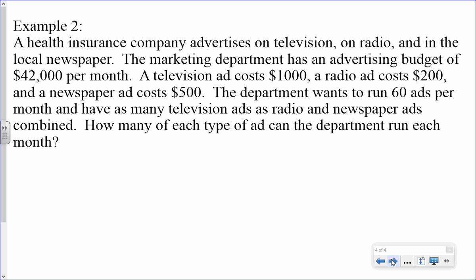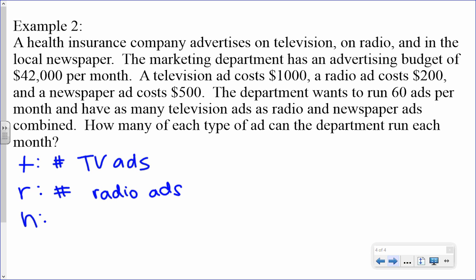All right, so let's talk about our variables. Pod 2. What are our 3 unknowns? And what do those represent? So the number of TV ads, the number of radio ads, and the number of newspaper ads. Okay, how many of you use T, R and N? Okay, look at you guys. Okay, cool.